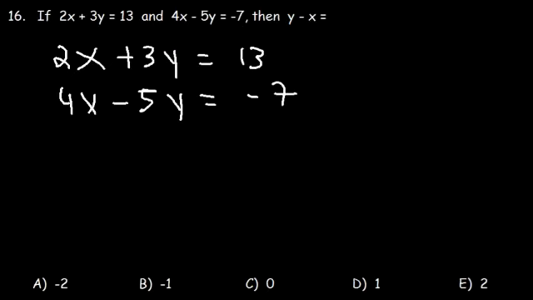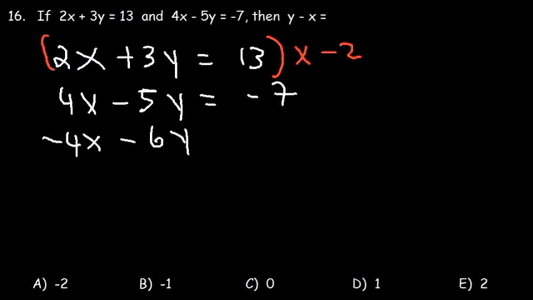Now, let's multiply the first equation by negative 2 so that we can get negative 4x, and then we can add the two equations. So negative 4x, and then 3y times negative 2 is negative 6y.